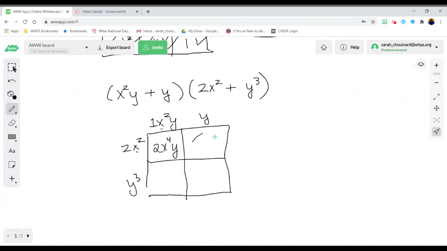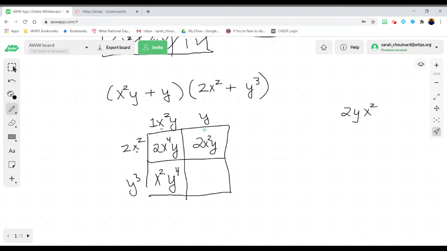In this next box, we're going to do 2x squared times y. So that's just going to give me 2x squared y. You could also write it as 2yx squared. I just like to go alphabetically. In this box, we have a coefficient of 1 being multiplied, so I don't really need a coefficient. x squared is the only x term. And then y times y cubed is y to the fourth power.